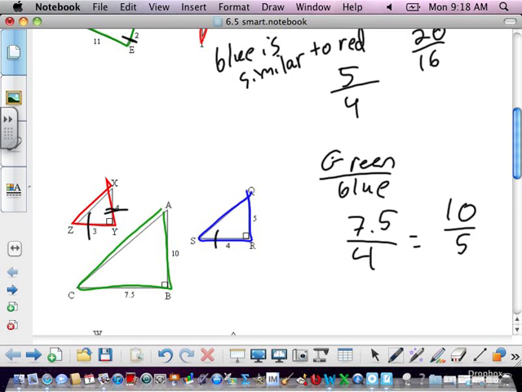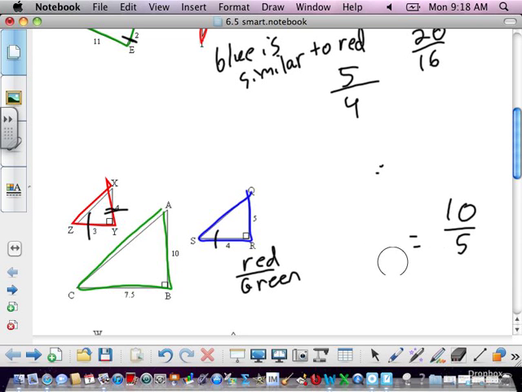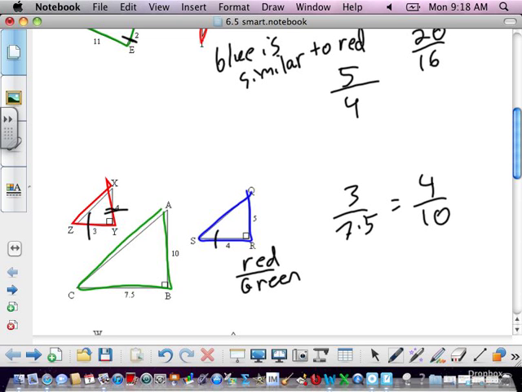Okay, so we've tried red and blue. We've tried green and blue, so now we've got to try green and red. So I'm going to do red over green. Can we just say it's similar by process of elimination? No, because we could if we didn't have to do a scale factor. Okay. So we've got 3 over 7.5 equals 4 over 10. So 3 divided by 7.5 gives me 0.4. 4 divided by 10 gives me 0.4. So we know they're proportional.